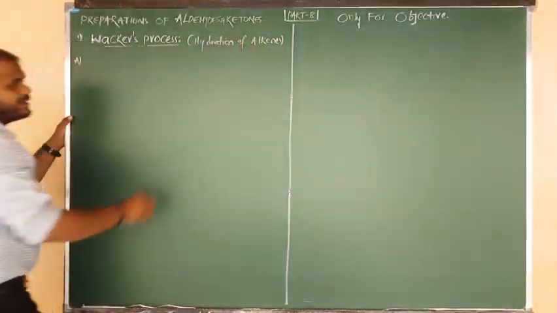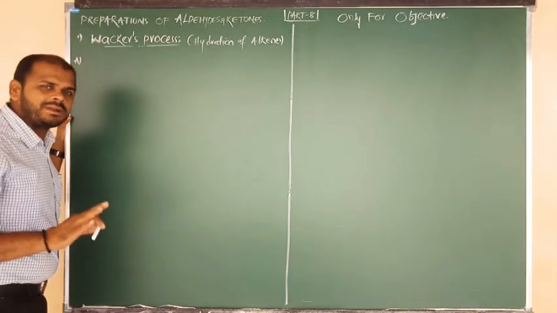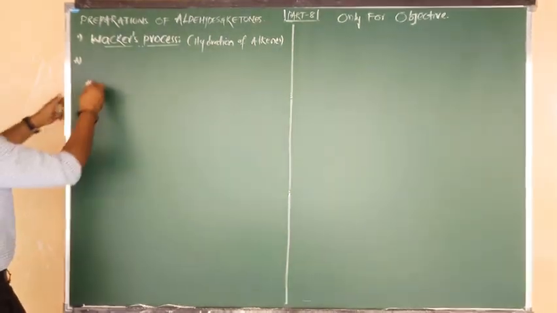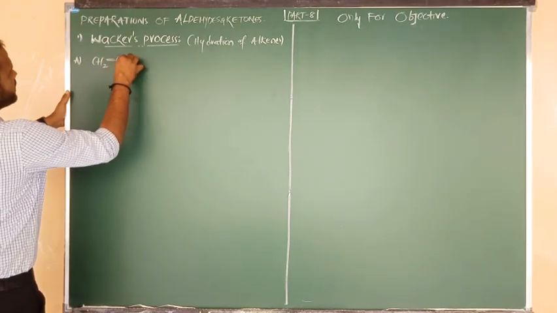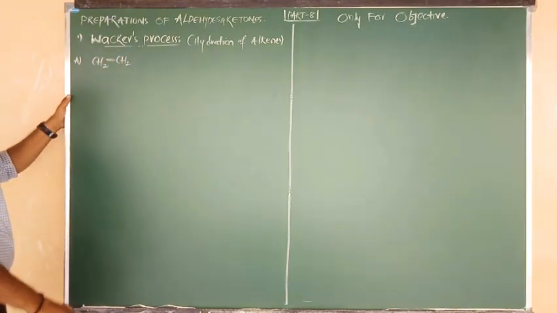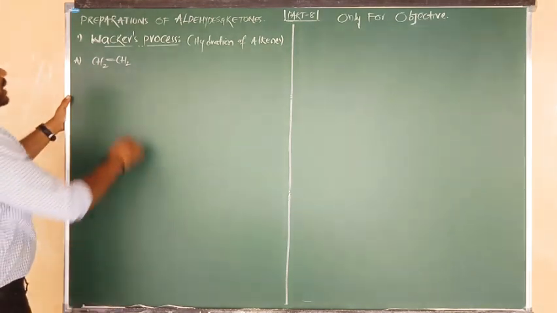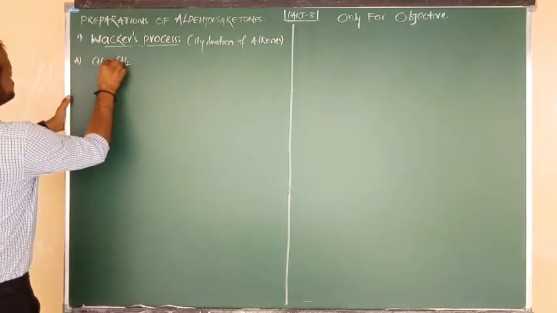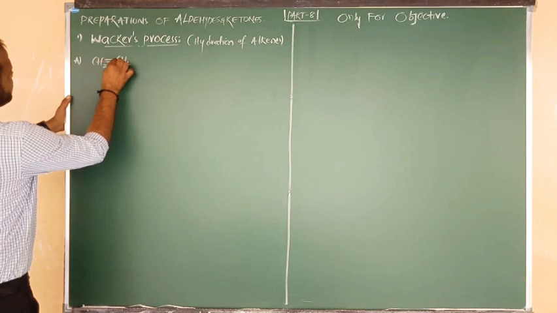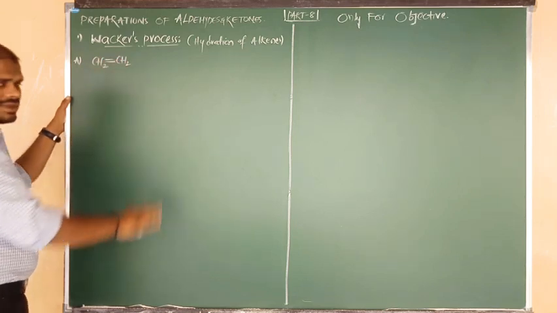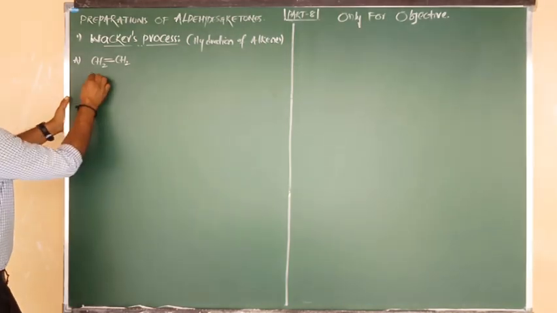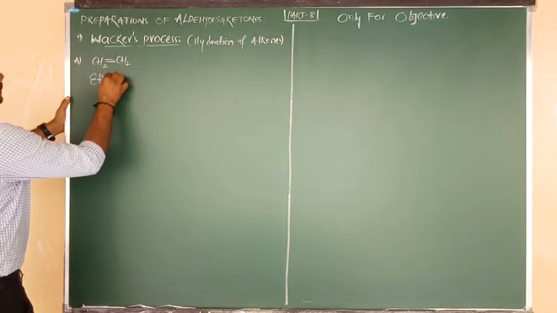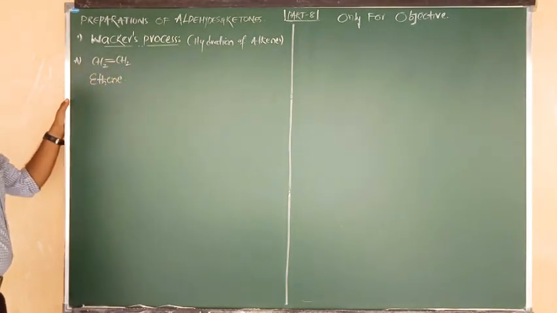Hydration of alkene. Let me take a symmetric alkene first. What is the formula? Ethene, CH2 double bond CH2. Two carbons is eth, double bond is ene. Simply we can say ethene, and also we can say ethylene.